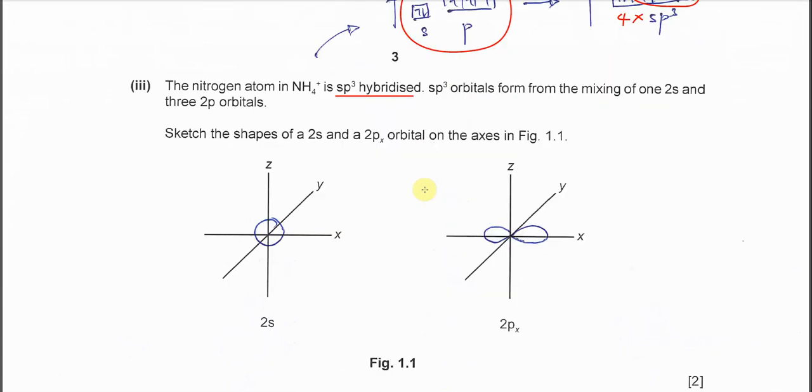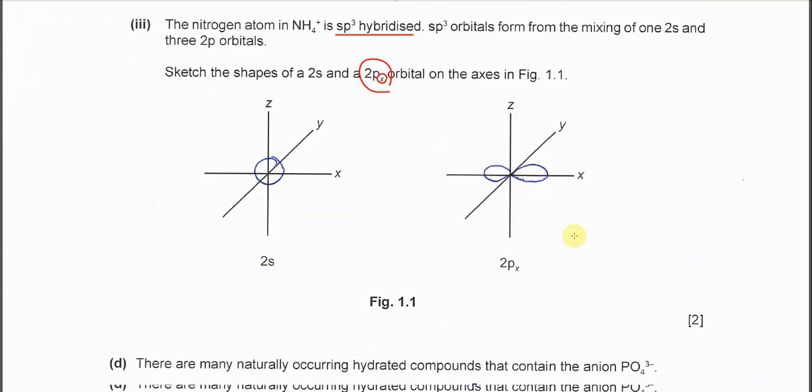Very easy. Part 3, the drawing. For 2s, you just draw a circle. It's very simple for this orbital. And 2px, so the x is important. You must draw the 2 lobes along the x-axis only. This is very easy.